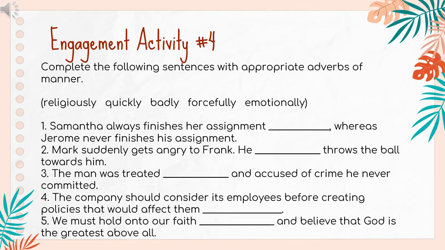Number one, Samantha always finishes her assignment blank, whereas Jerome never finishes his assignment. Number two, Mark suddenly gets angry to Frank. He blank throws the ball towards him.